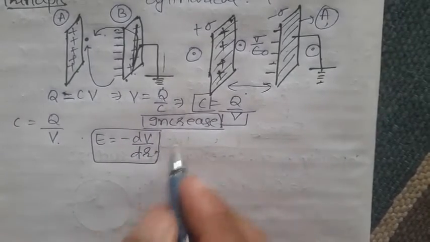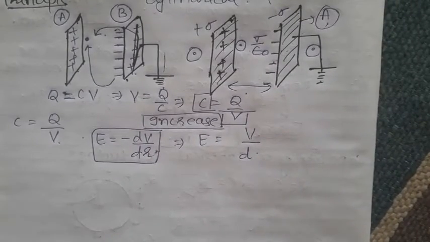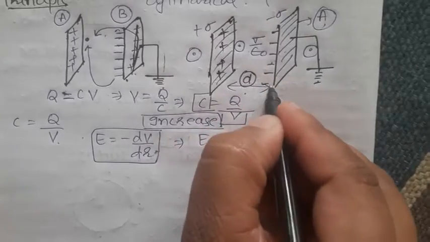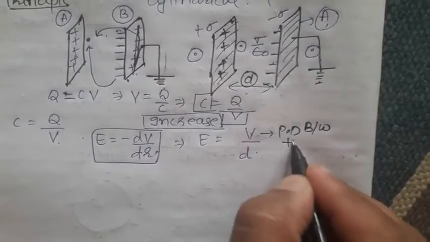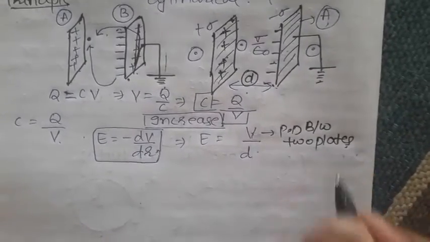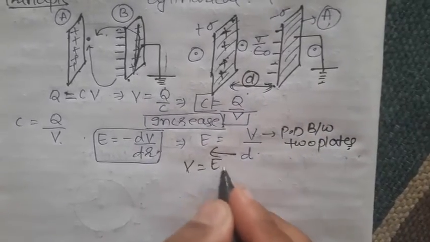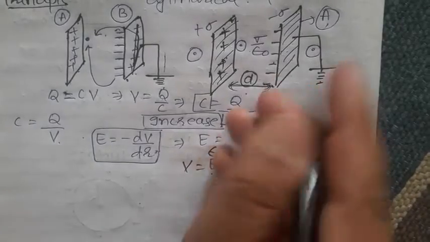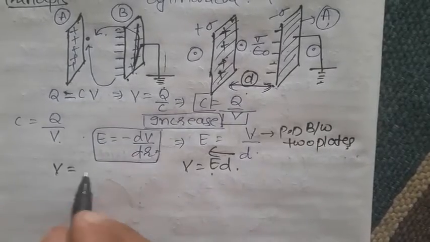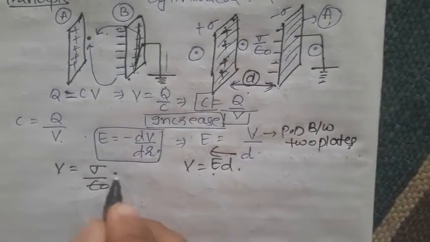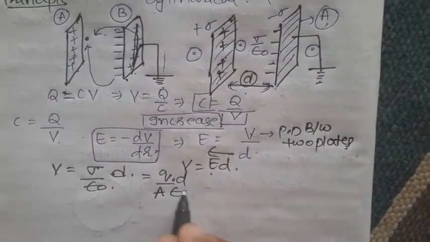Yes sir, we know the relation. If I write in magnitude, E will be equal to V by d. What is d? d is the distance between these two plates. What is V? V is the potential difference between two plates. If you cross multiply, V equals E into d. What is E? E is the electric field between two plates, and the electric field between the two plates is given by sigma by epsilon naught. So V equals sigma d by epsilon naught. What is sigma? Surface charge density, charge per unit area, so V equals Q d by epsilon naught A.